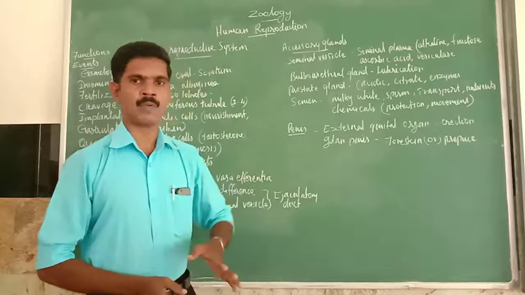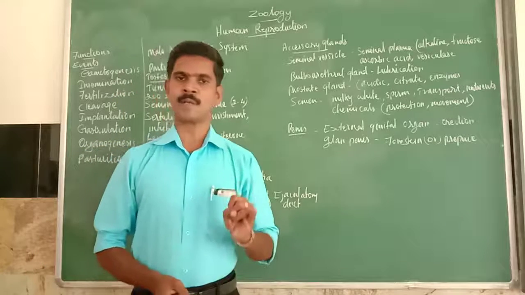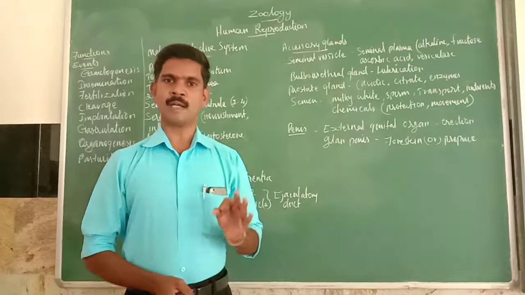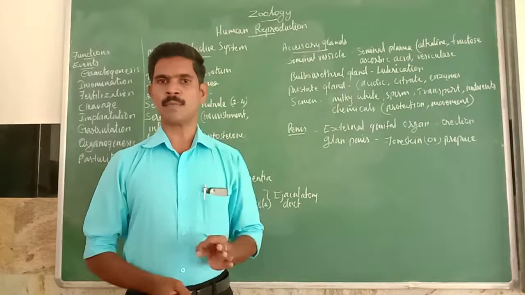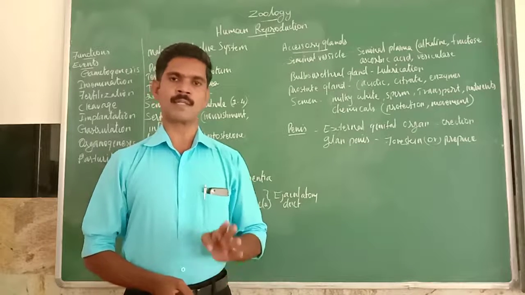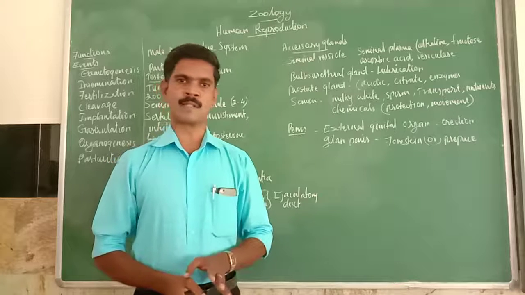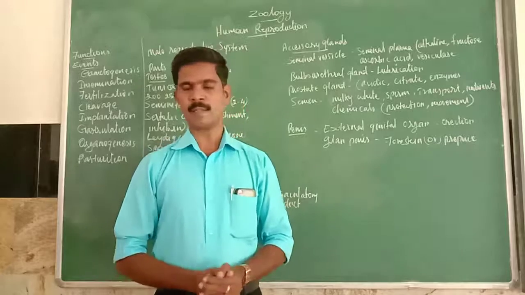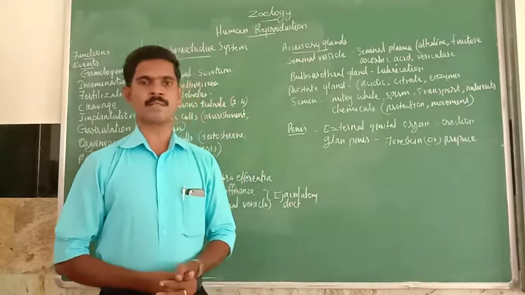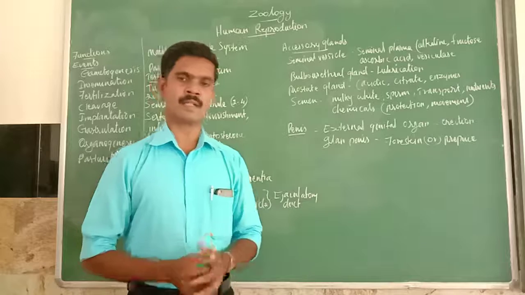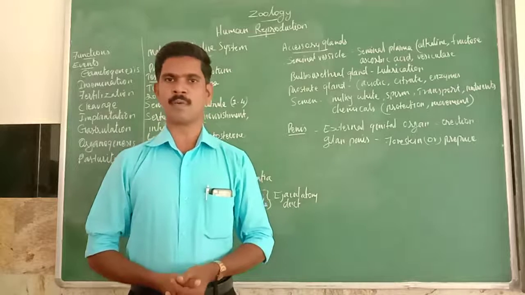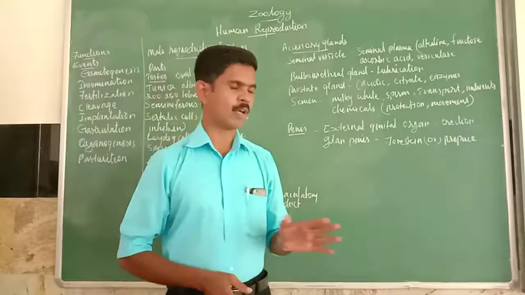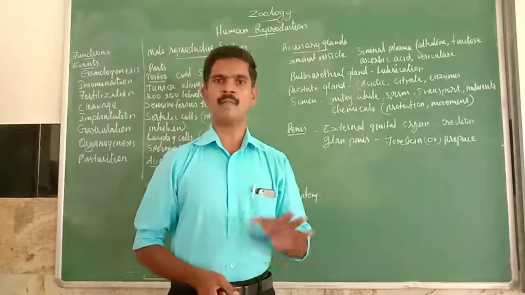So I repeat once again all these four functions. First one is production of the gamete, second one is transportation of the gamete, third one is nourishment to the developing embryo, and the last one is producing the sex hormones. These are the four functions of the reproductive system. Hope you understood. Next, some important events take place inside the reproductive system, in both male and female. Now we are going to study all these events one by one.